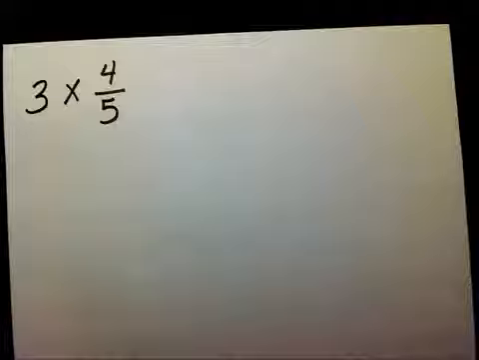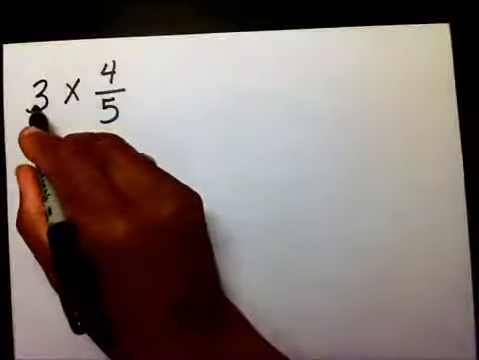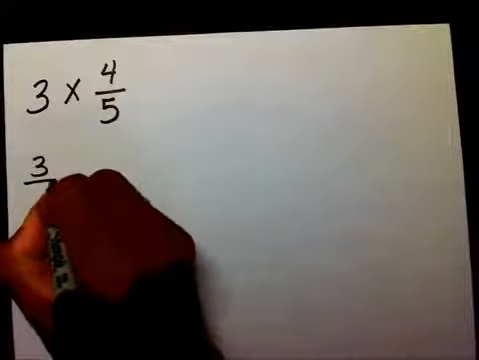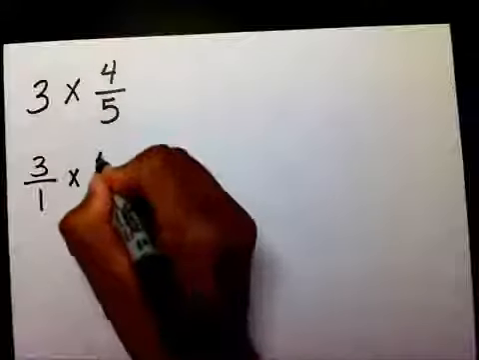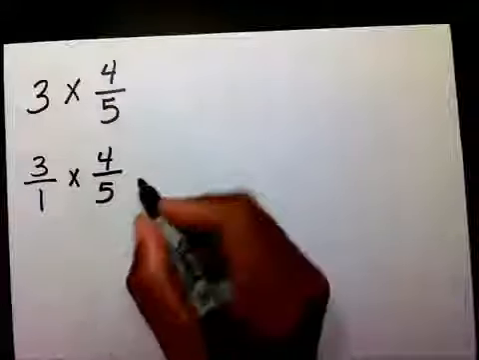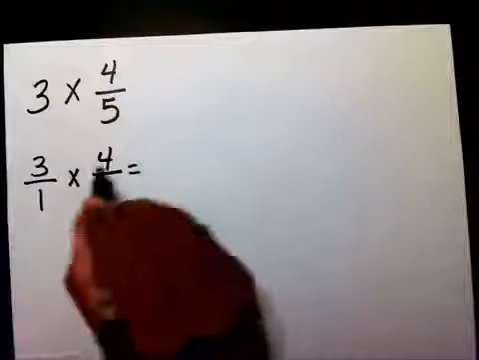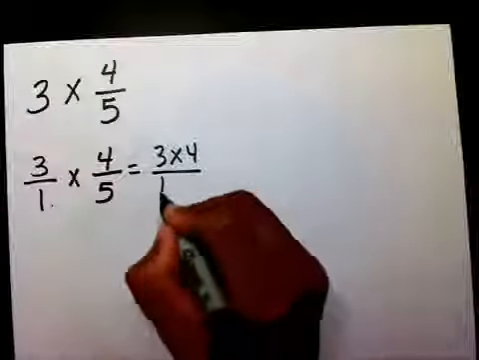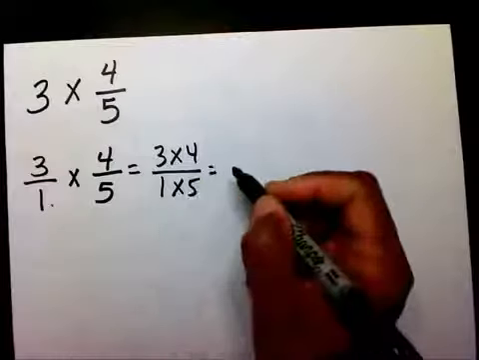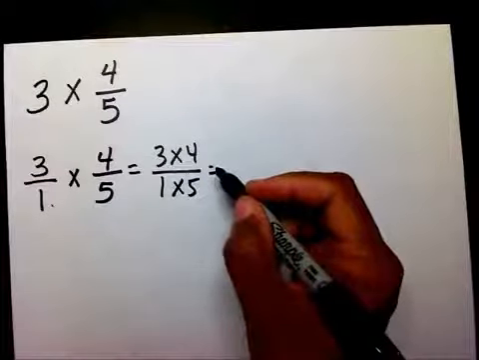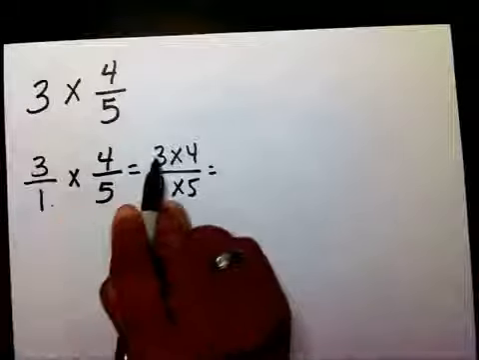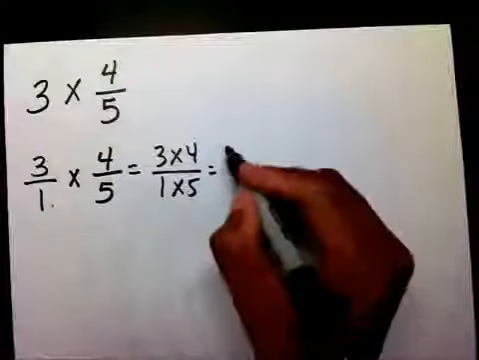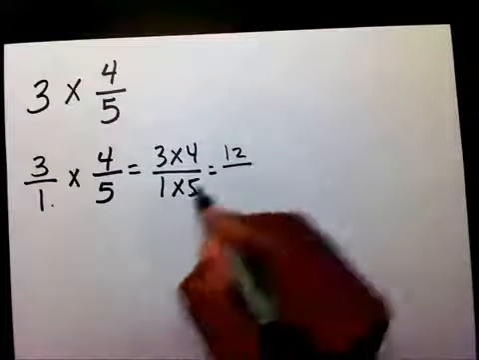We need to change this whole number into a fraction, so that's going to be 3 over 1 times 4/5. I'm going to multiply across. 3 times 4 and 1 times 5. I multiply my numerators and I multiply my denominators. 3 times 4 is 12. 1 times 5 is 5.